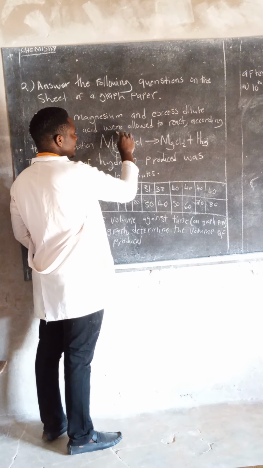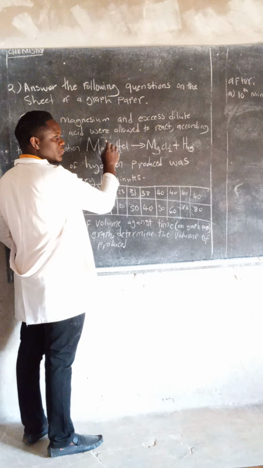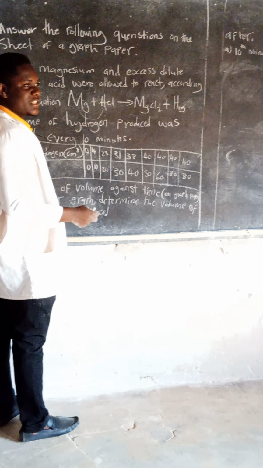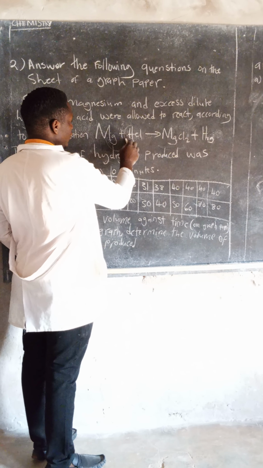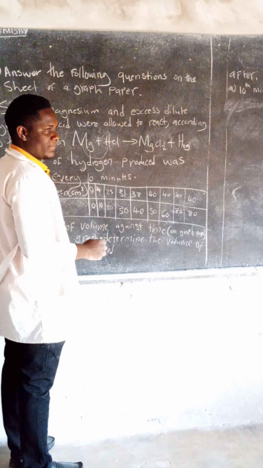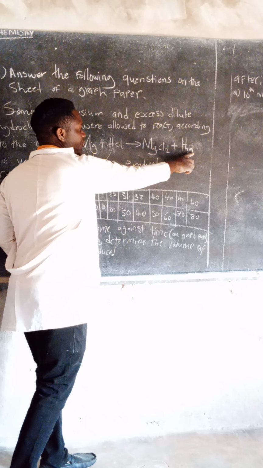Why? Because magnesium has got a valence of what? How did I know? Magnesium is found in group what? Group 2. So group 2 elements have got the valence 2. So this is the 2 which is here. Of course, the hydrogen will remain alone as hydrogen gas. Magnesium chloride will be aqueous, hydrochloric acid aqueous, and magnesium as a solid.